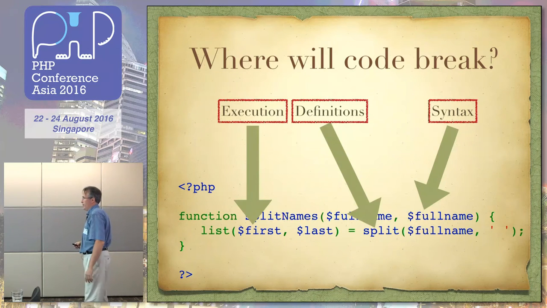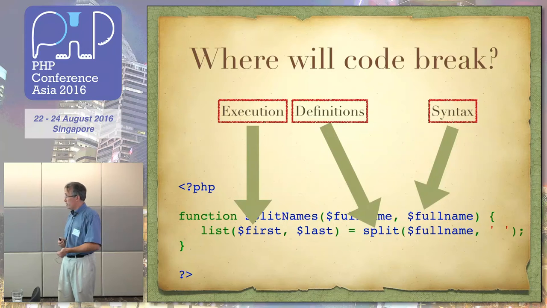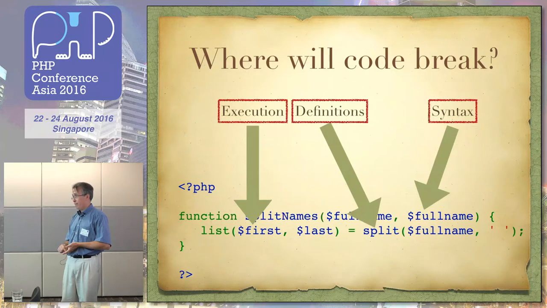I've been used to that, whatever. So that's execution. Execution, we cover that with unit tests. Syntax, we're going to cover that with linting, and in between, we're going to cover that with code review. There's no other way, okay?